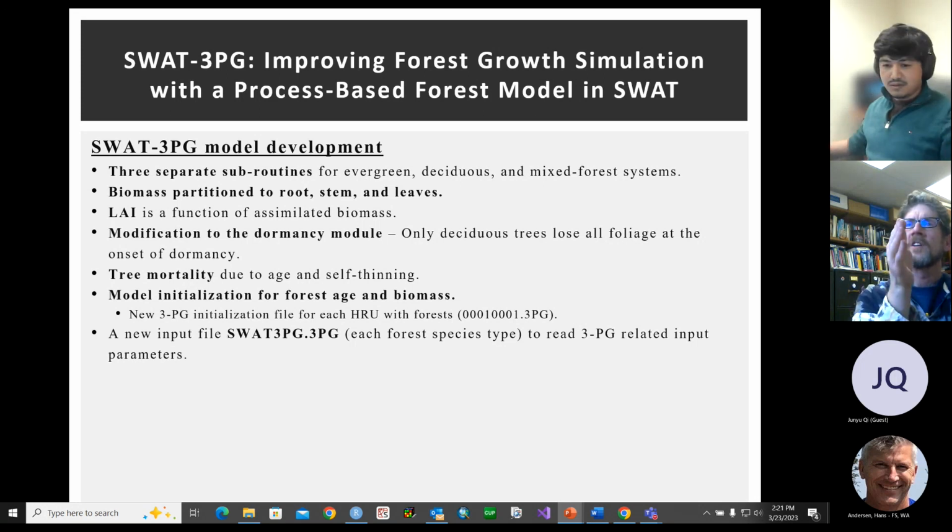Yeah. So LAI is conditioned on your foliage, assimilated foliage biomass estimate, and you're doing this partitioning to root, stem, and leaves. And this is interesting to me.